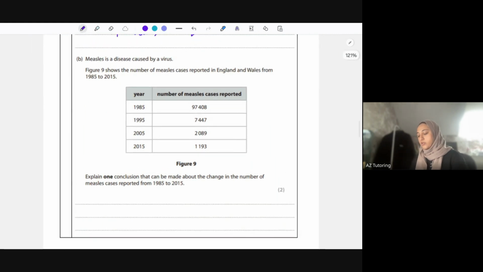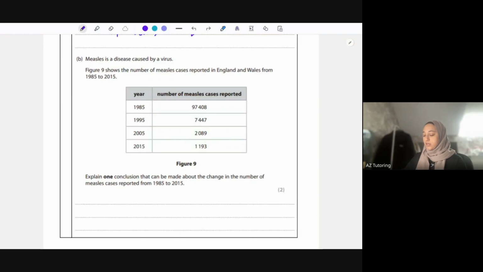Okay, one other thing as well that I hope you've noticed is there's a lot of figures and graphs within the biology papers, especially where they want you to interpret, work out the mean, work out percentage changes and such as well. So you need to be quite comfortable with those math skills when it comes to these biology papers, and interpreting charts and graphs and understanding what the question's asking. So measles is a disease caused by a virus. Figure 9 shows the number of measles cases reported in England and Wales from 1985 to 2015. So if you look, as the years are increasing, the number of measles cases reported is decreasing. So it's getting lower as time's going on.